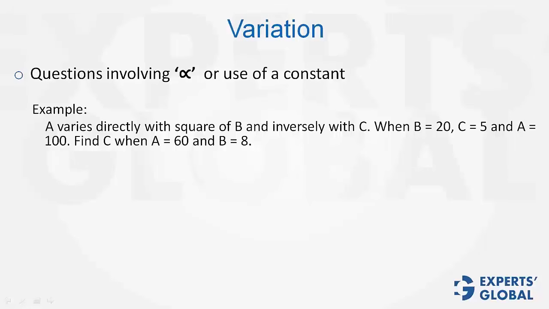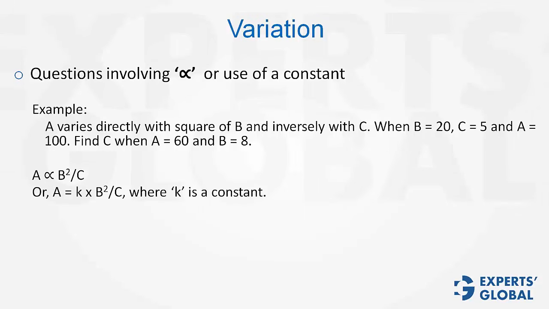A varies directly with square of B and inversely with C. So we can say A is proportional to B squared and A is proportional to 1 divided by C. Combining the two statements, we can say that A is proportional to B squared divided by C. Now the main concept is that we have to remove the proportionality sign. A constant comes in. So if A is proportional to B squared divided by C, we can say that A equals K B squared divided by C, where K is a constant.